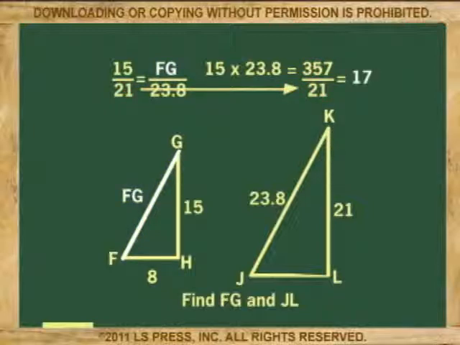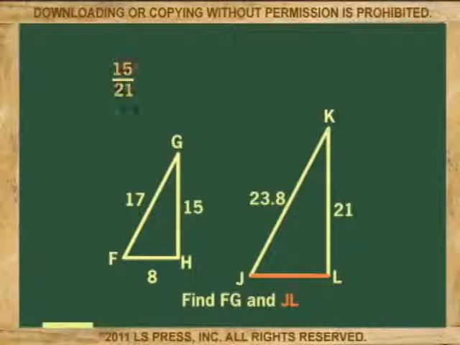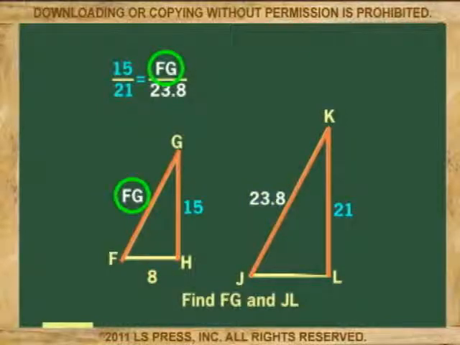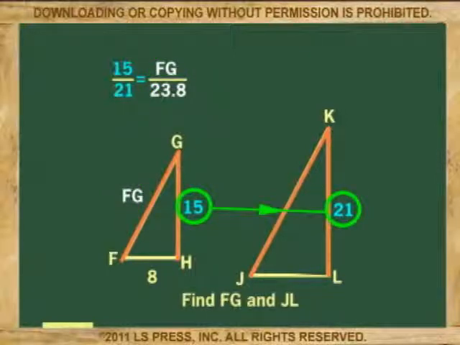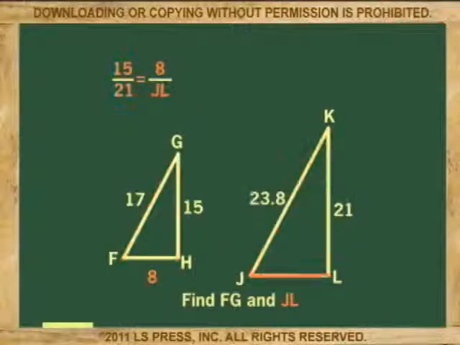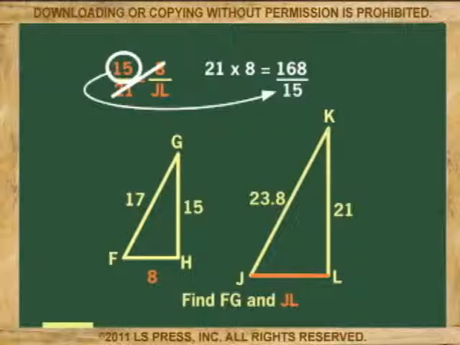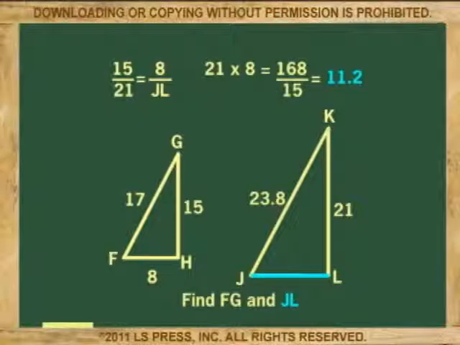We now do the same thing to find JL. 15 is to 21 as 8 is to JL. Notice this time JL is in the denominator, while FG was in the numerator. This is because we decided to go small triangle to large triangle from the start. In any case, to solve the proportion, 21 times 8 equals 168. 168 divided by 15 is 11.2. JL is 11.2.